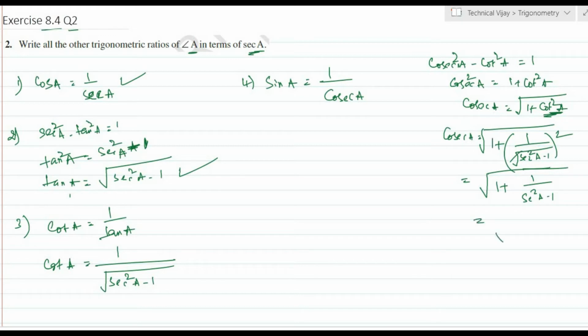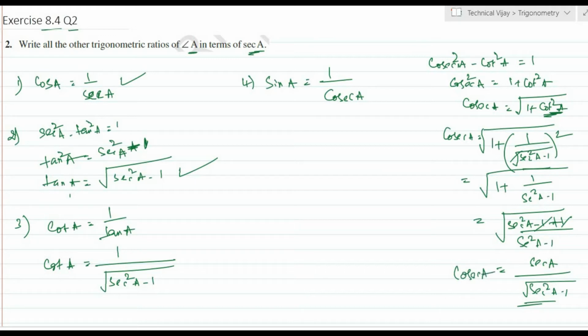So this can be written as secant square a minus 1 plus 1, divided by secant square a minus 1. So plus 1 minus 1 cancel. So here, secant a divided by square root of secant square a minus 1. So this is equal to cosecant a. So cosecant a also we have to find out. So this is 5.